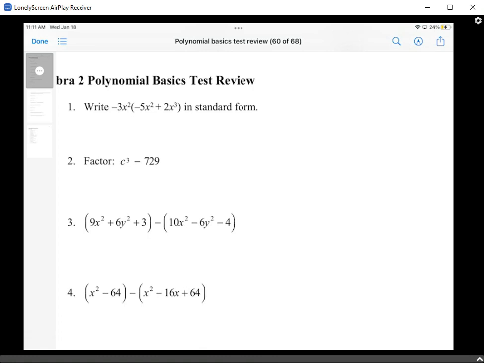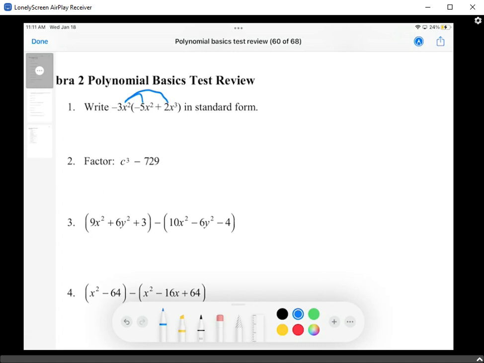Okay, so the first problem is multiplying negative 3x squared times that polynomial that's inside of the parentheses right there. This is a very basic problem. If you're just multiplying, that just means you're distributing to the stuff inside the parentheses. Your coefficients make it positive 15, we've got x to the fourth, and then with your coefficients it would make it negative 6, and that would be x to the fifth.